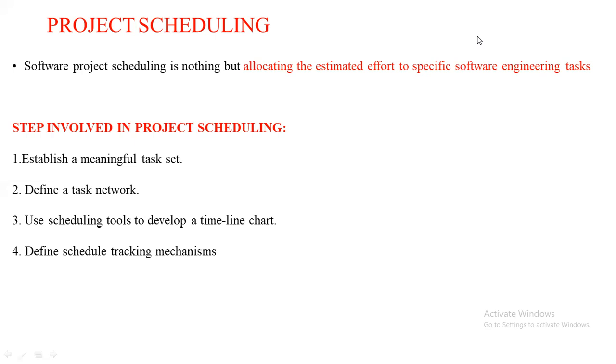There are four steps involved in project scheduling. First one is establishing a meaningful task set. Second is defining a task network. Third one, using scheduling tools to develop a timeline chart. And fourth one is to define a tracking mechanism, to check whether we are according to the schedule. So let us see one by one.